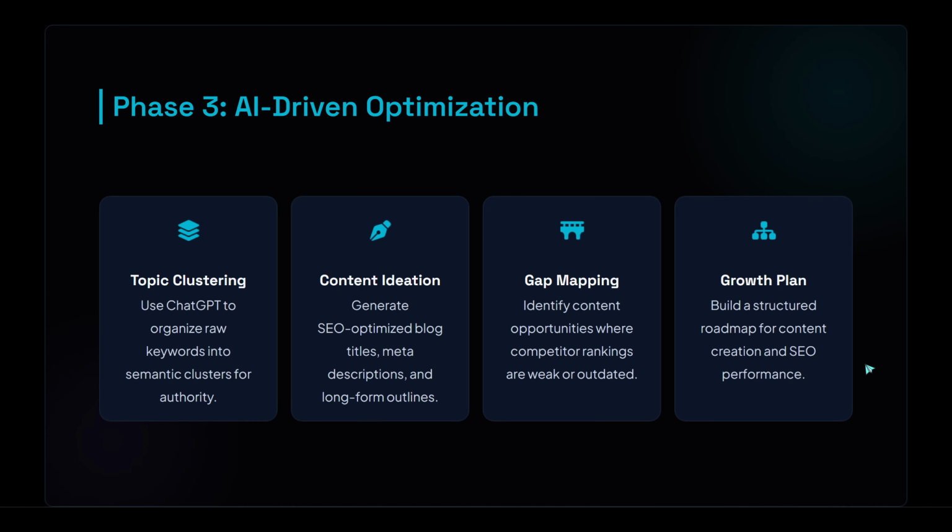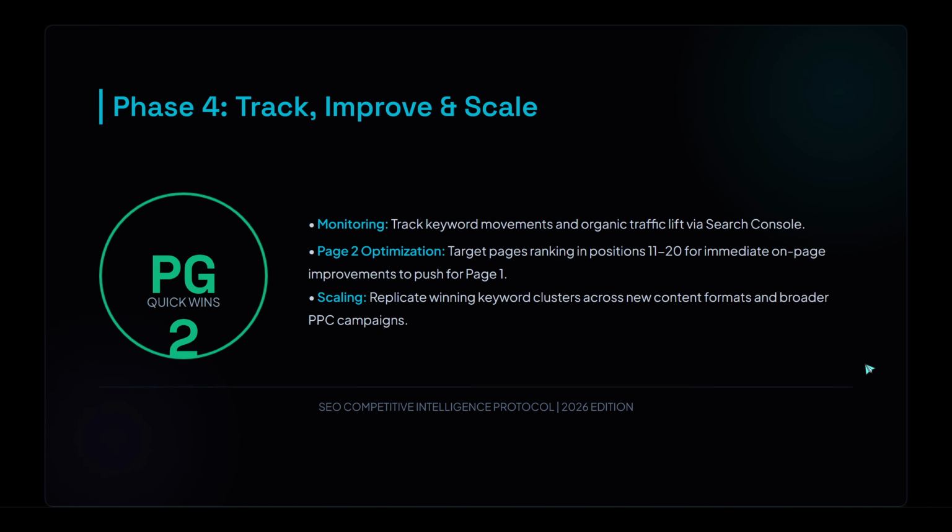With a refined list, organize and optimize using ChatGPT. Feed in your keywords and ask for logical clusters by topic. Have it generate content ideas, blog titles, and outlines tailored to each cluster and intent. Ask it to identify keyword gaps, terms your competitors cover that you've missed, and surface content opportunities. From this, build a structured content plan that maps topics to pages and targets specific keywords for SEO growth.